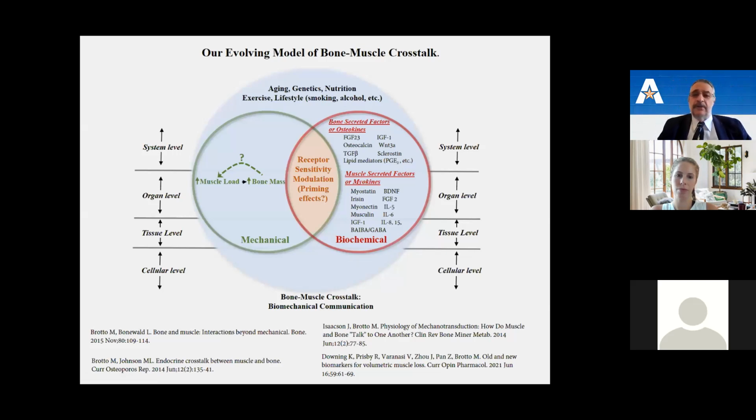So to summarize, I hope that I have inspired you a little bit to see that crosstalk happens or is happening from these different levels. And really it takes collaboration and it takes experiments at many, many levels to come to these conclusions. And I think that there is much, much more to come in the field of bone muscle crosstalk. So I'm open now to questions and comments.